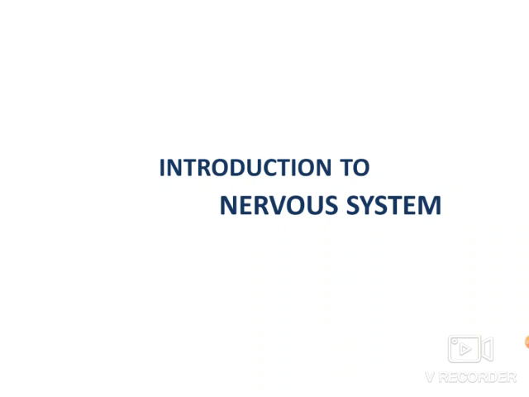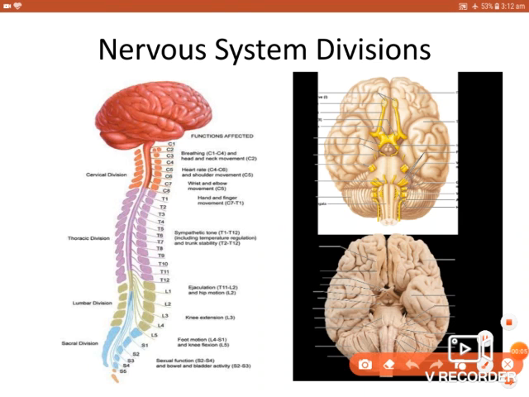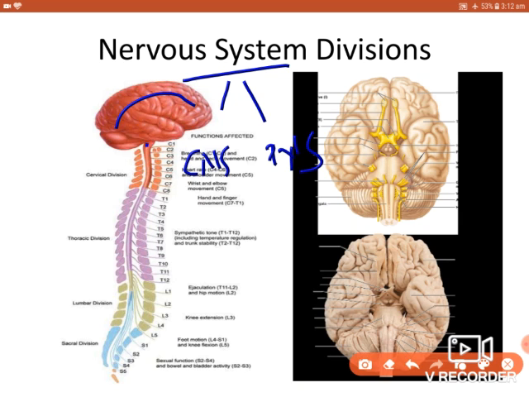Here I'm going to talk about the structure and types of neuron. Coming to this nervous system, it is divided into central nervous system and peripheral nervous system. The central nervous system consists of this brain with a spinal cord, and the peripheral nervous system includes this peripheral nerves and the associated ganglia.